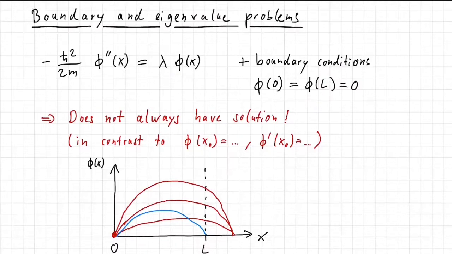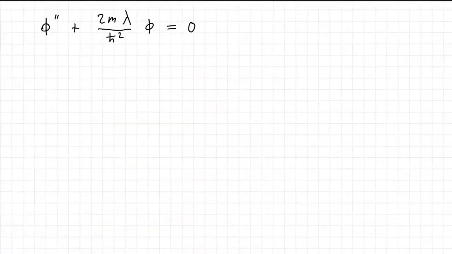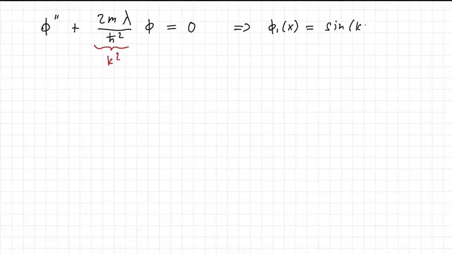Okay, so let's do this explicitly. To do that, we need to solve this differential equation that we have here. Of course, that's easy. That's actually just the example that we have been looking at in the previous video. So we know that when we rewrite the differential equation in that form here, then calling this here k squared, we know that the basis of solutions is phi 1 of x equals sine of kx, and phi 2 of x equals cosine of kx.